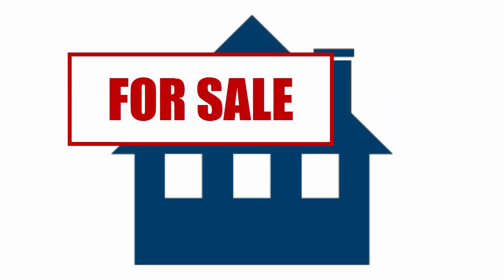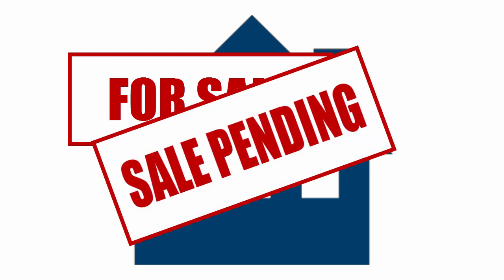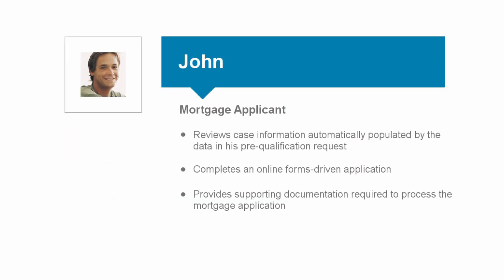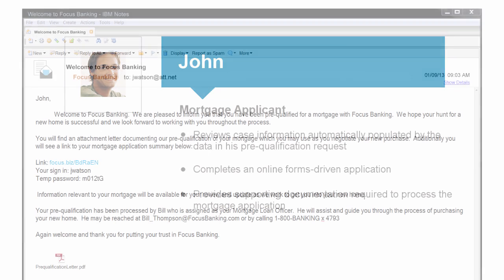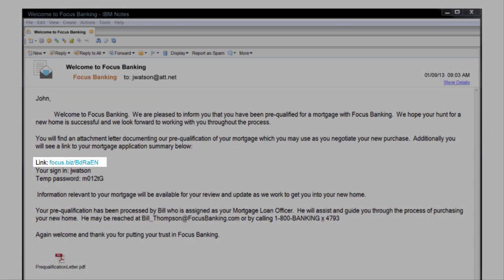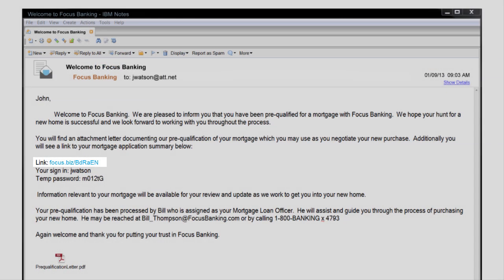After a very short search, John finds the house that meets all of his requirements. His offer has been accepted, and after signing the purchase agreement, he is now ready to begin the formal mortgage application process. He completes a form-driven online application and submits it to the bank. Via the link from his pre-qualification email letter, John accesses his pre-existing case file and updates previously provided information, speeding up the mortgage approval process.